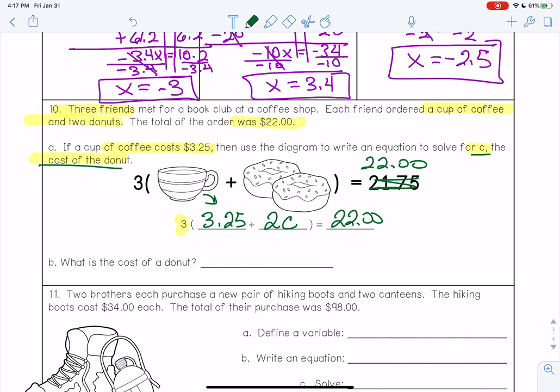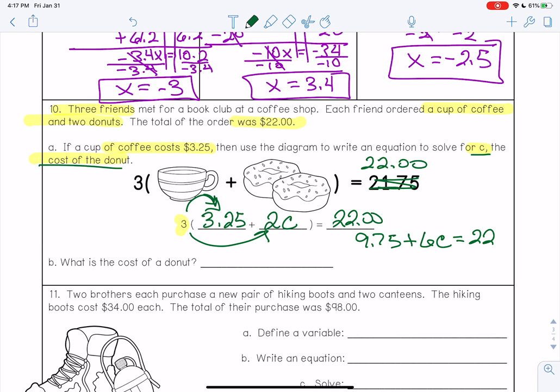All right, so we can draw our river. Oops, but before that, if you'll notice, we have the distributive property, so we got to do that first. So it's going to be 3 times the 3.25, then 3 times the 2C. And if you do that, then 3 times 3.25 is going to be 9.75. So we get 9.75 plus 3 times 2, which is 6C, equals 22.